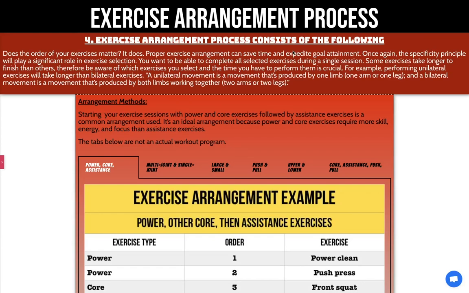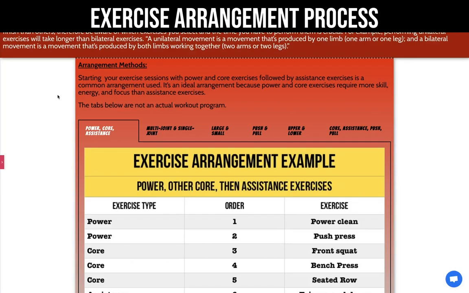Some exercises take longer to finish than others, and therefore being aware of which exercises you select and the time you have to perform them is crucial. Keep that in mind. For example, performing unilateral exercises will take longer than bilateral exercises. And here's a definition. A unilateral movement is a movement that's produced by one limb, one arm or leg, and a bilateral movement is a movement that's produced by both limbs working together, two arms or two legs.